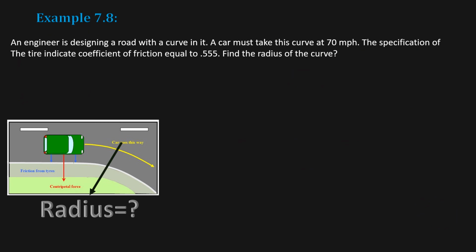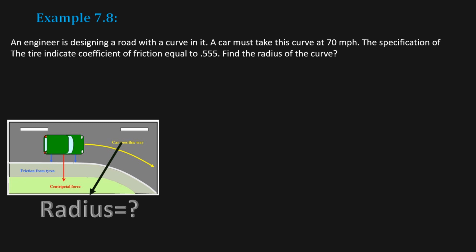So let's look at another problem. An engineer is designing a road with a curve in it. A car must take this curve at 70 miles an hour. The specification of the tire indicates the coefficient of friction is equal to 0.555. Find the radius of the curve. So this is similar to the last problem, but they want us to find the radius.